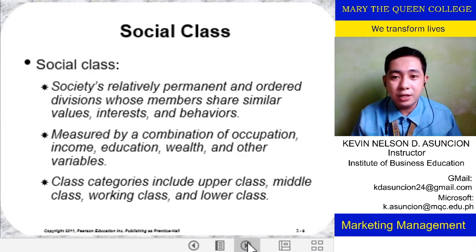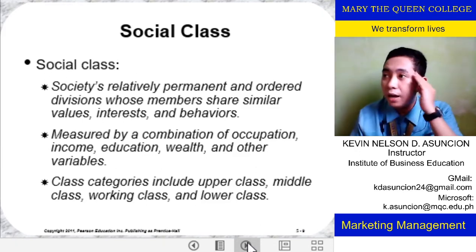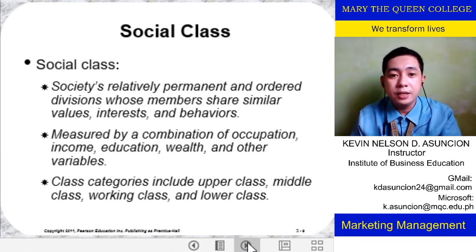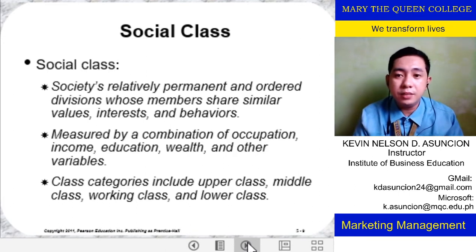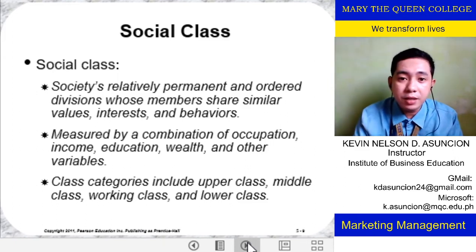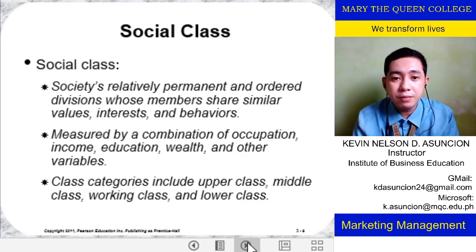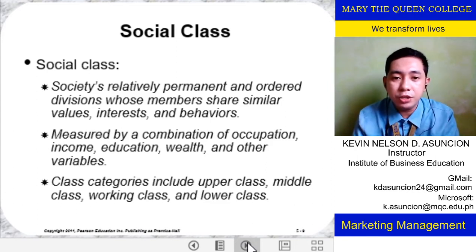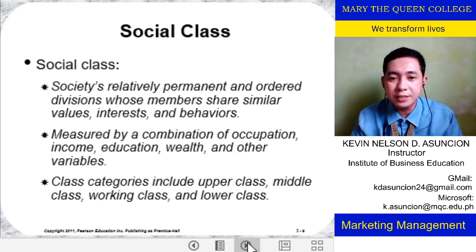So we also have the social class. If you remember our topic within demographics and economics, that's chapter 3, analyzing the market environment, and also chapter 4, gaining customer insight. Social class is the relativity of their economic status and purchasing power. So it is society's relatively permanent and ordered division whose members share similar values, interests, and behavior, measured by a combination of occupation, income, education, wealth, and other variables. And class categories include upper class, middle class, working class, and the lower class.